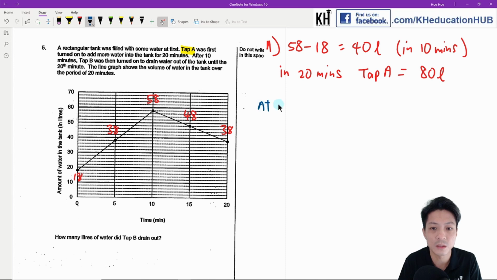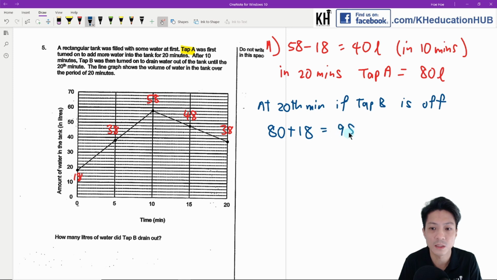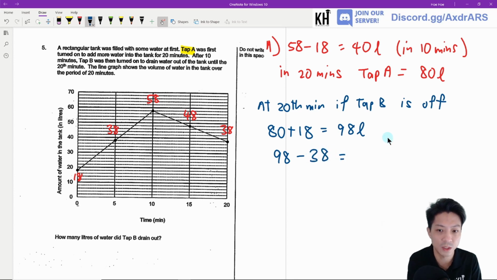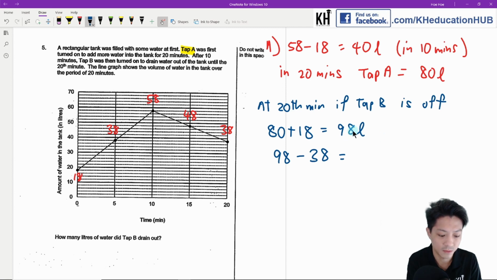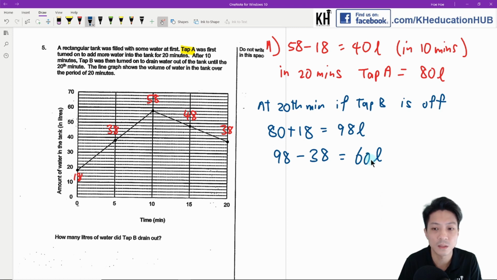Okay, that means at the 20th minute, if tap B is off, there will be a total of 80 plus 18, which is 98 liters. But at the end of the 20th minute, there's only 38 liters. So 98 minus 38 will be 60 liters. So this should be the answer for this question.